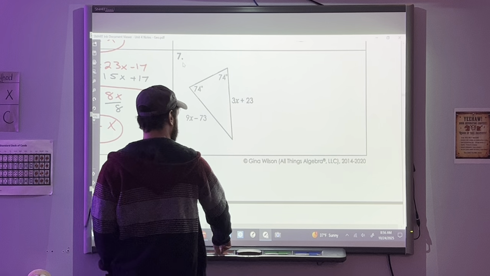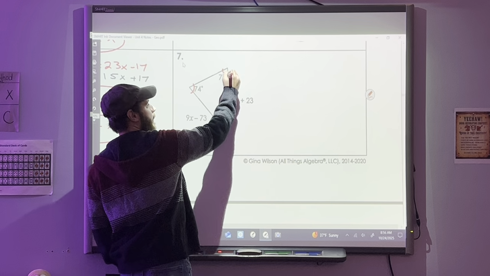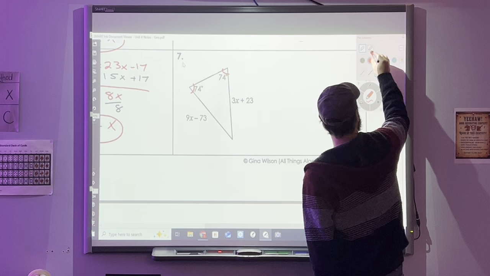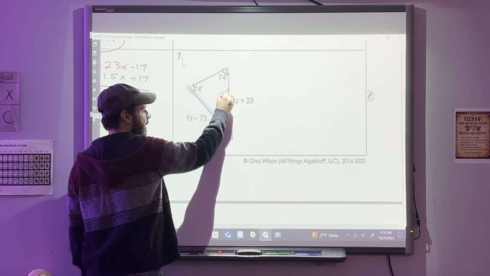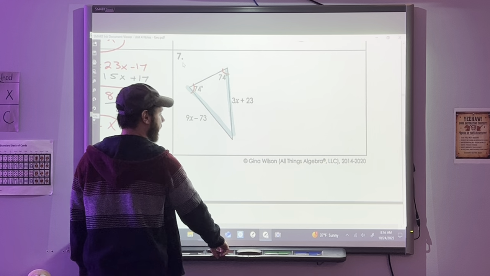Very, very similar setup. Okay, those are my matching corners. Those two are the ones that are equal to each other. Therefore, this side and this side, that's the equal pair.